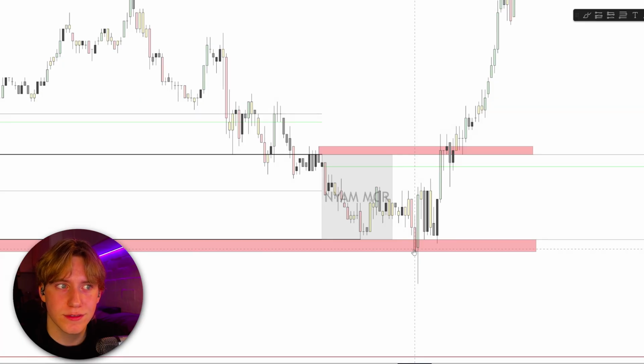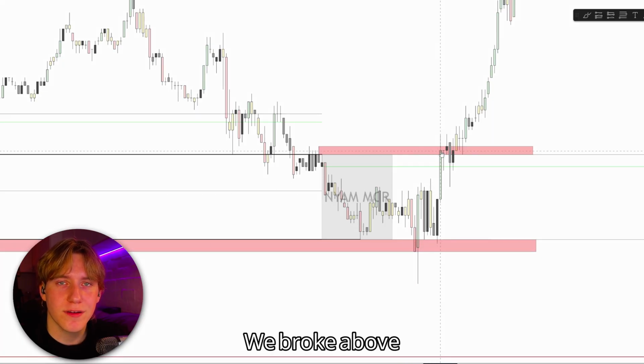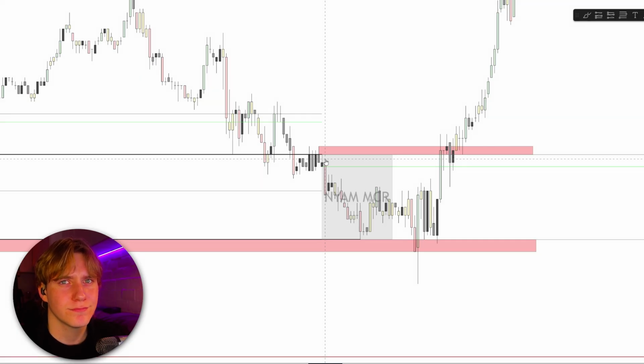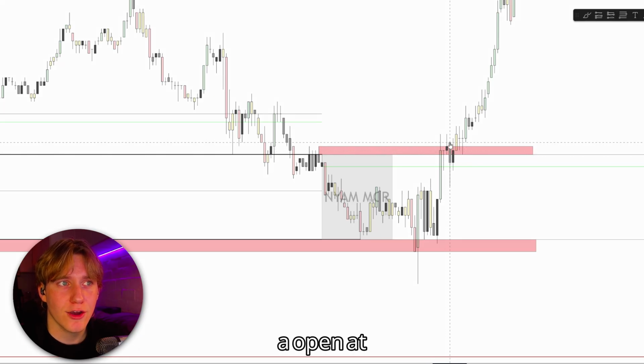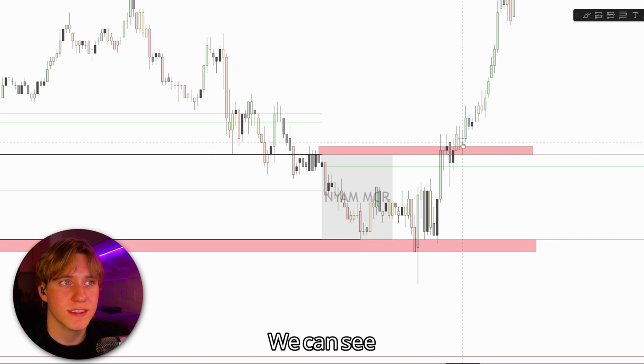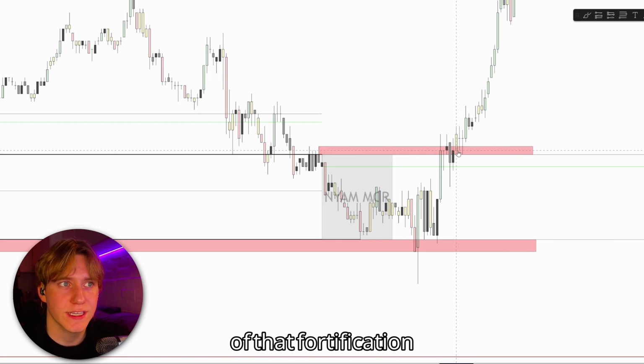That's a false. We broke above the MCR. Did we go above? Clean break above the MCR? Did we have a clean break above the fortification? When did we do that? We had an open at this candle, but this was the first candle that officially closed above the fortification. We can see price reacting off that fortification to continue higher.